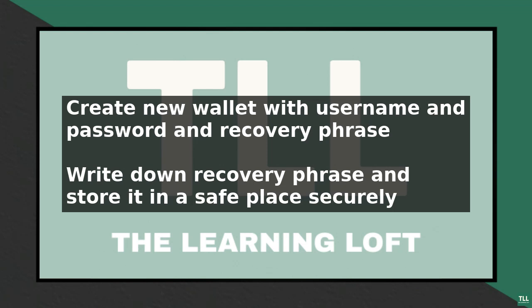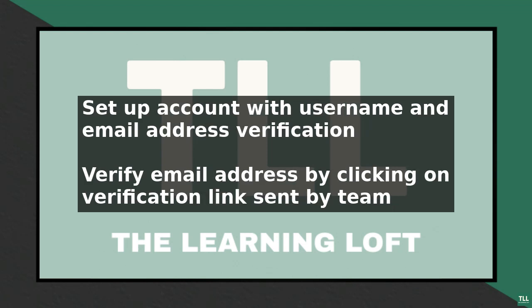After creating your wallet, you will need to set up your account. This includes adding a username and email address. You will also need to verify your email address by clicking on the verification link sent to you by the Ronin wallet team. Now that your wallet is set up, you can start using it to manage your Axies.